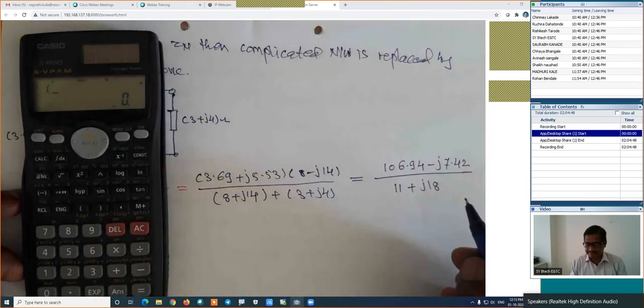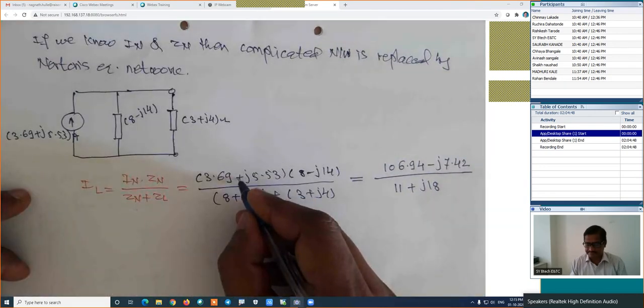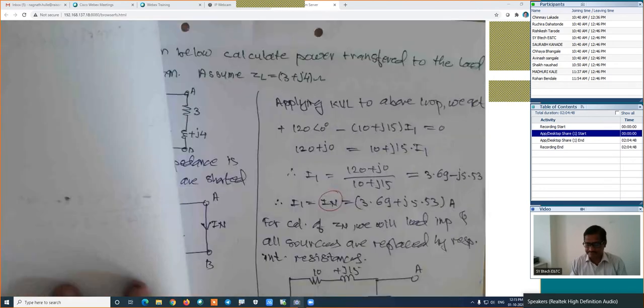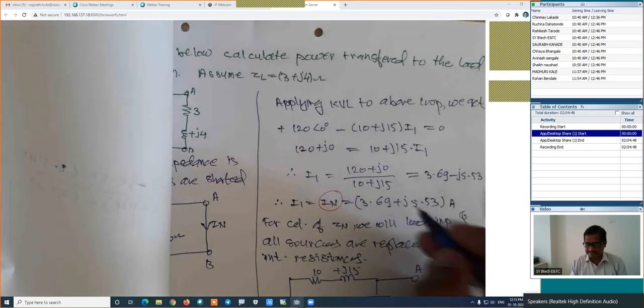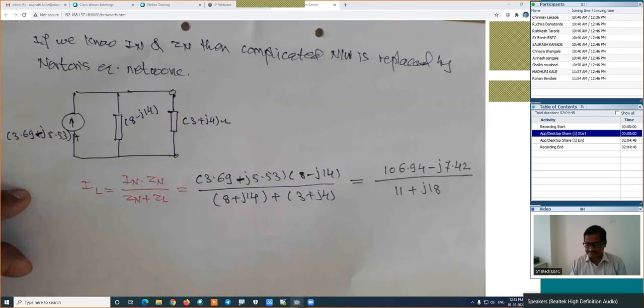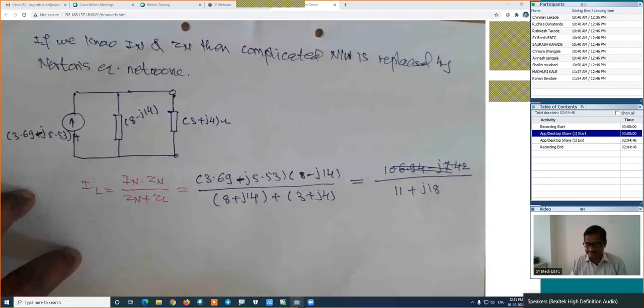The value of IN is minus, minus j5.5. Is this minus? Yes. It is minus. Because already IN is minus. I made a mistake here while writing. This should be the minus. Absolutely correct. Then here, how much is this numerator calculation?